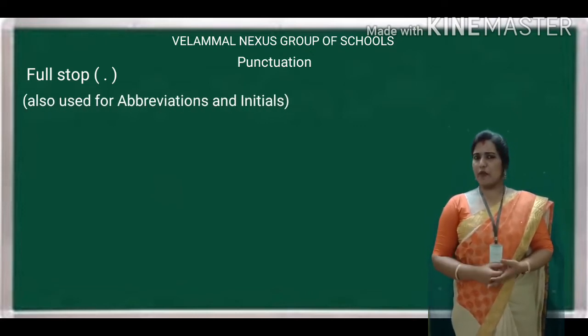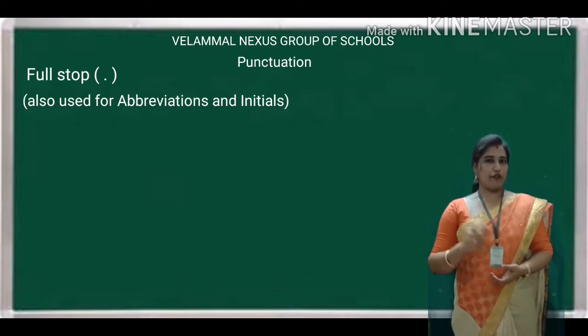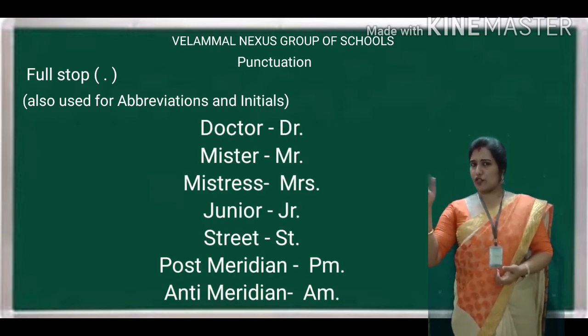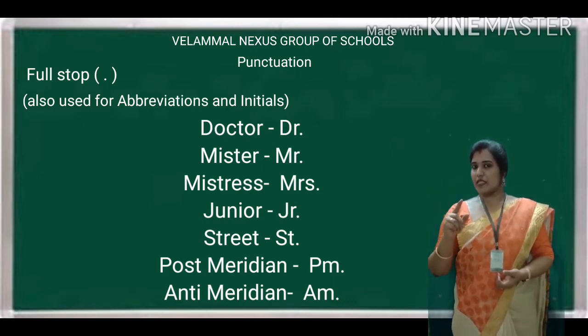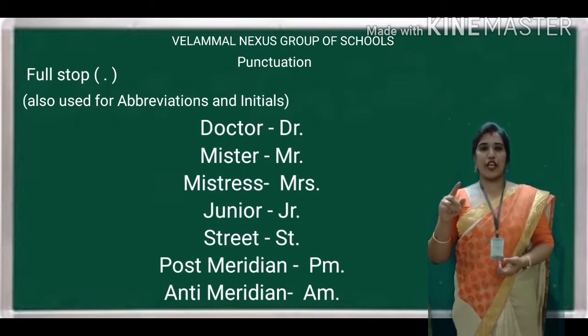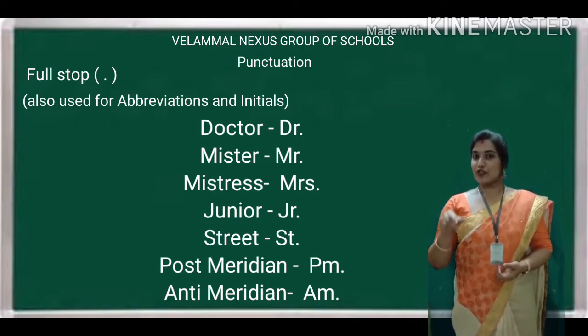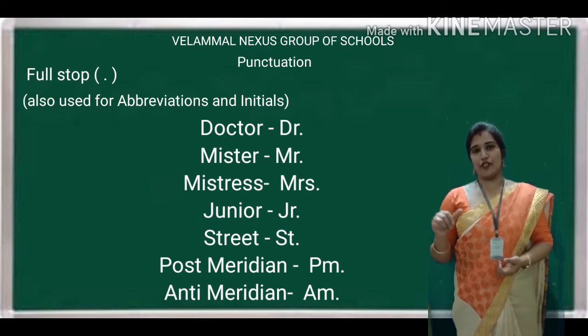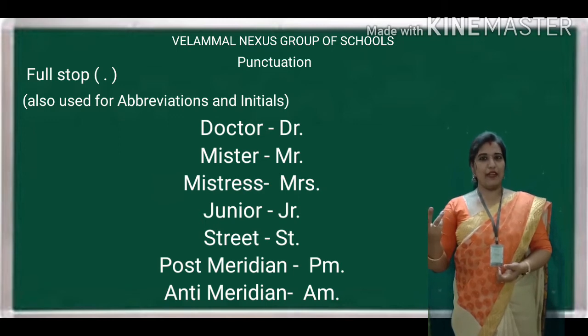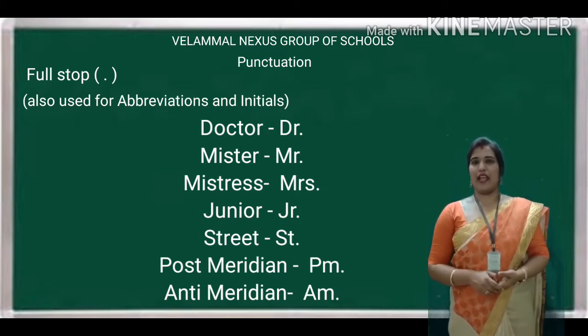Abbreviations. What is called abbreviations? It is a shortened form of a word. For example, doctor, we use Dr., dot. Mr., full stop. Mistress, Mrs., full stop. Junior, Jr., full stop. Street, St., full stop. Post-meridian, P.M., full stop. Anti-meridian, A.M., full stop. Like that, it moves on.